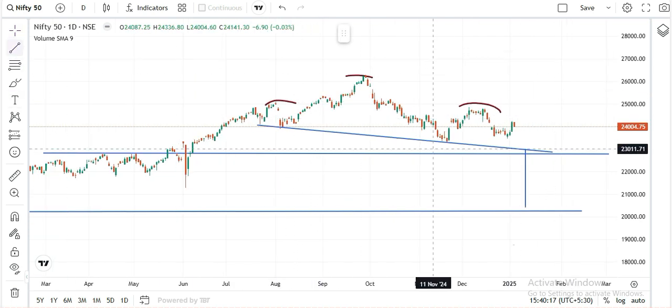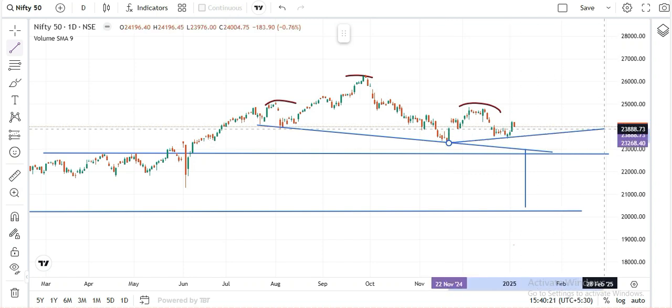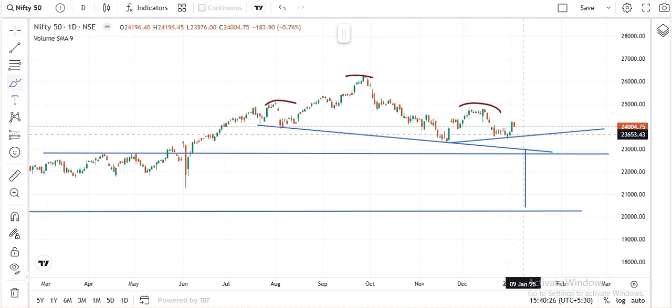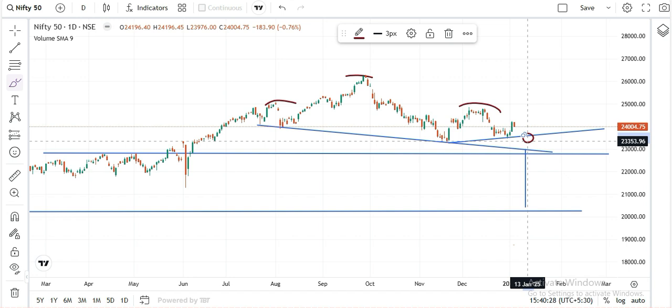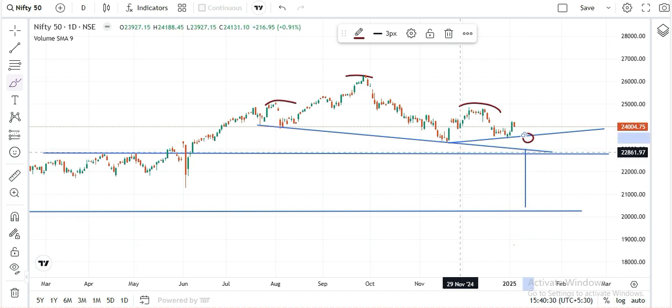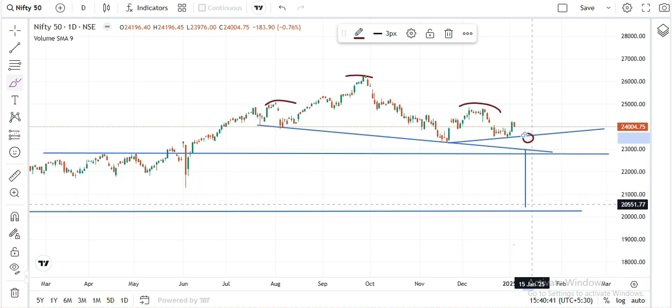what will be the another scenario? In that case, if you draw the trend line to this bottom, in this case, Nifty has to break this trend line. Only then you can confirm this Nifty to touch until this line, that is 22,900. Below that, this 22,700. Below that, 20,000.